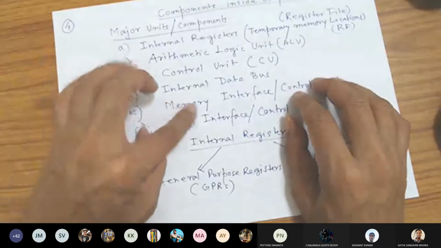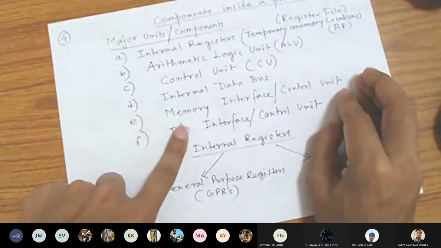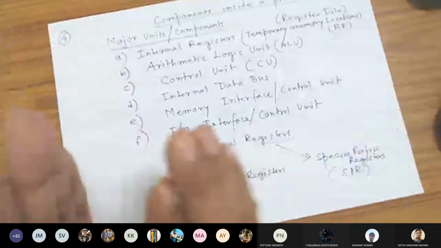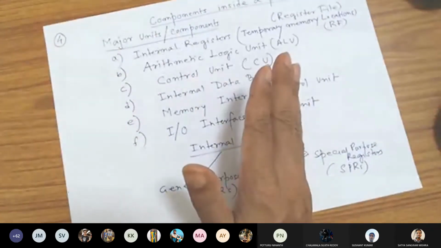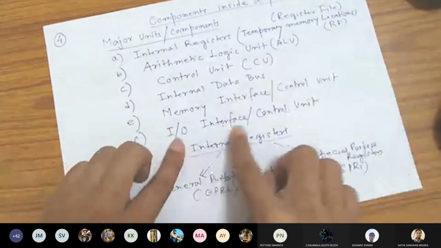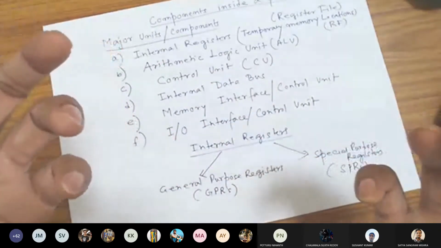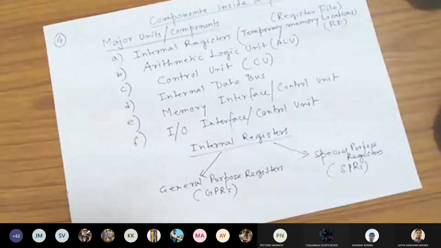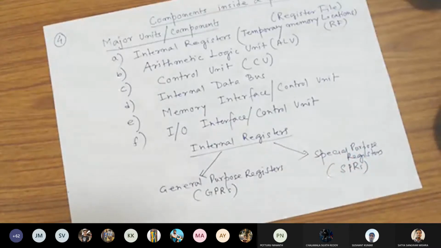The memory interface control unit basically acts as an interface between the processor and the external memory. The IO interface control unit acts as a unit to interface between the input output devices and the processor. So these are the functions of these units.